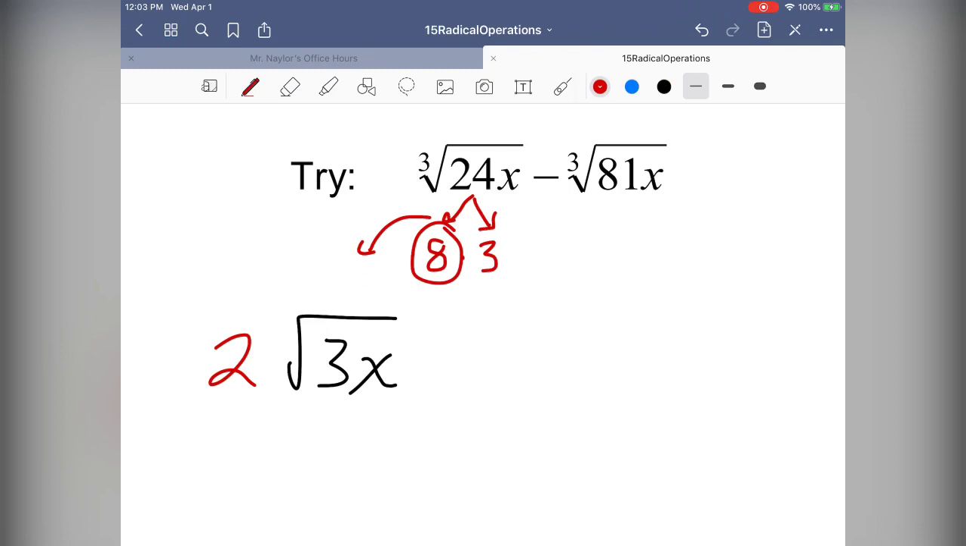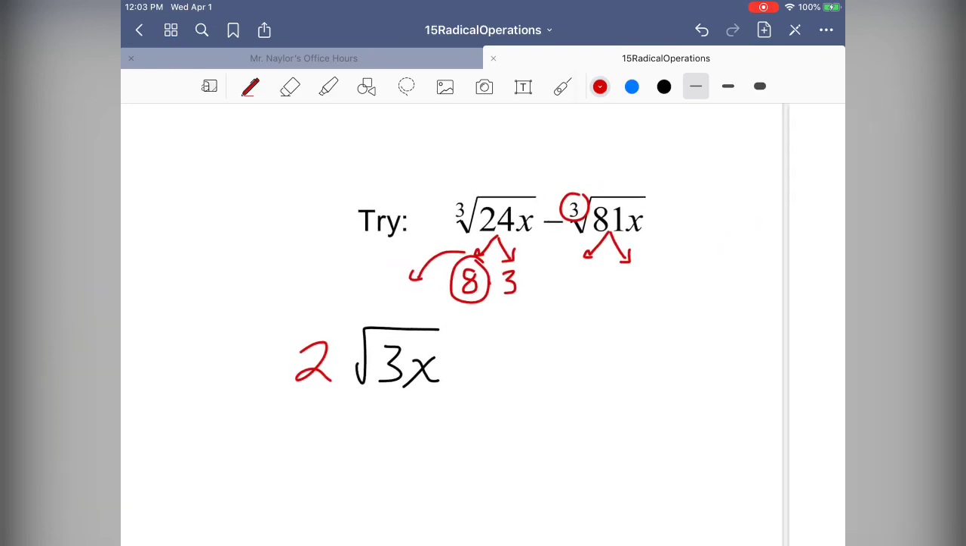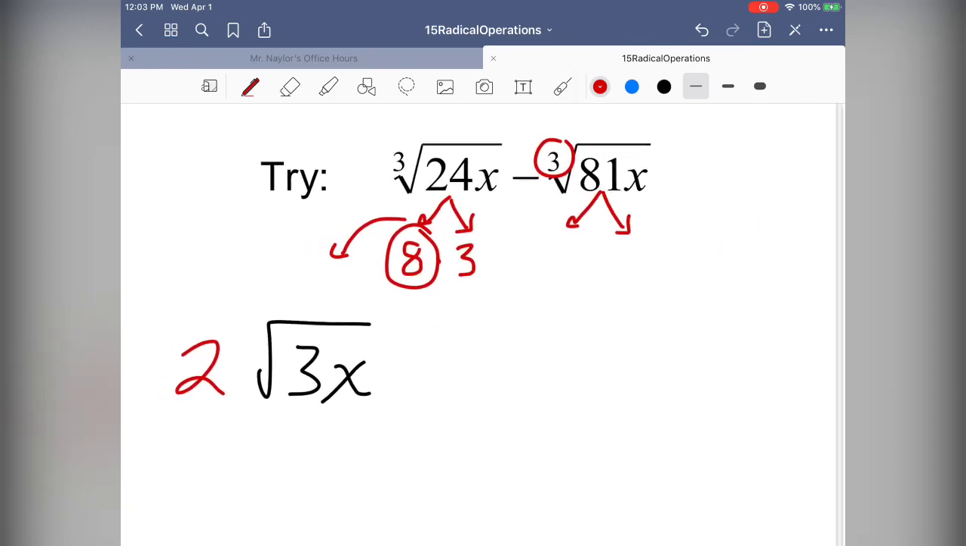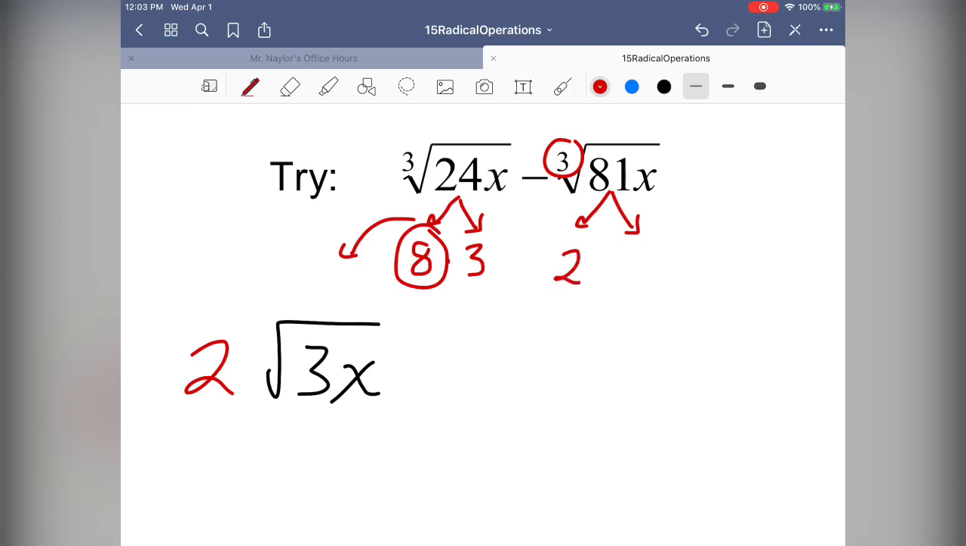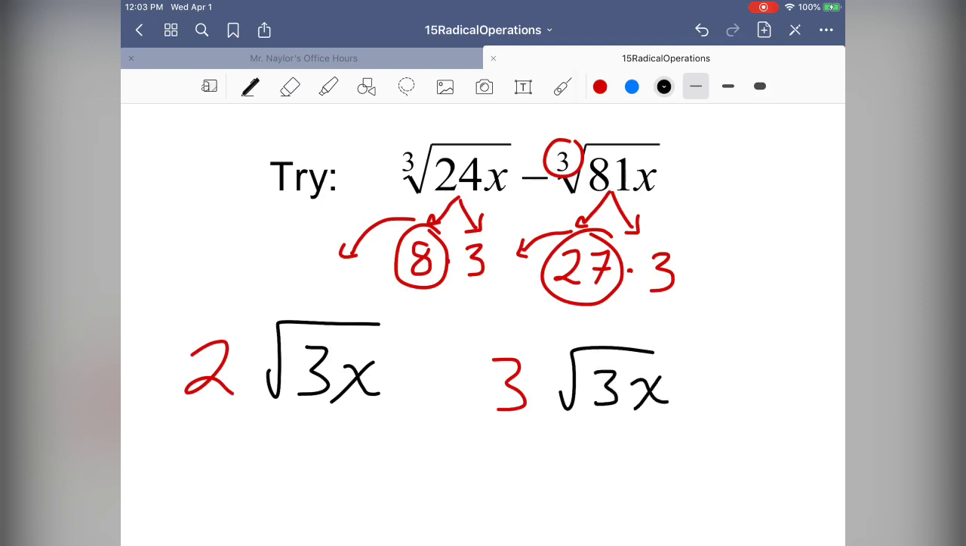Now you want to try to find a perfect number inside of 81. It's a perfect cube number. It's not 9. Okay, 9 is not a cube number. It's actually the number 27. Now 27 times 3 equals 81, but 27 is a perfect cube number that comes out as a 3. It does leave behind a 3, and that x, well, that never changed.